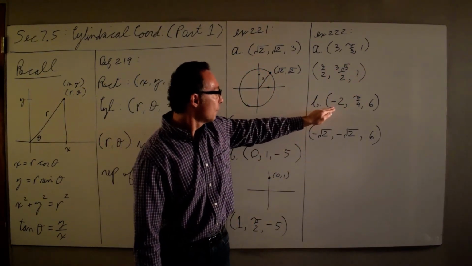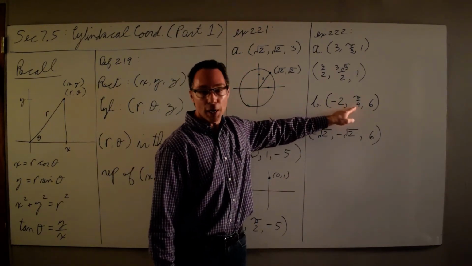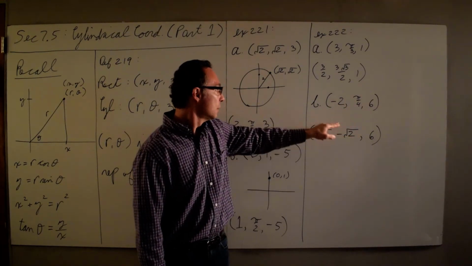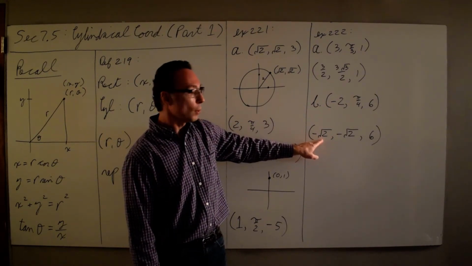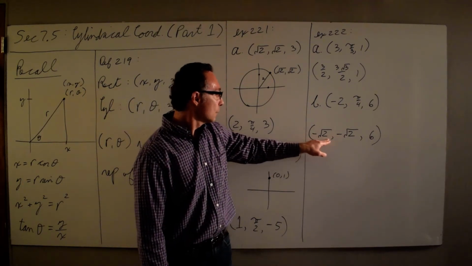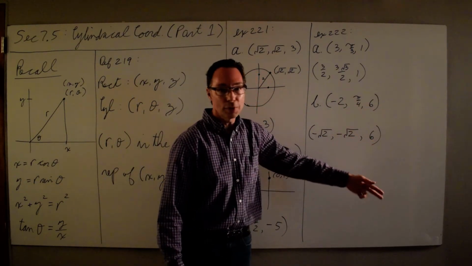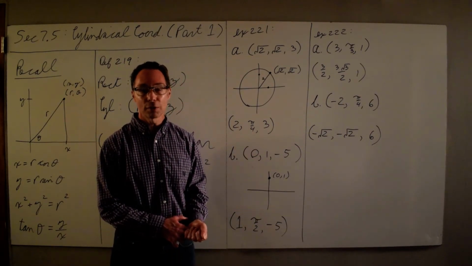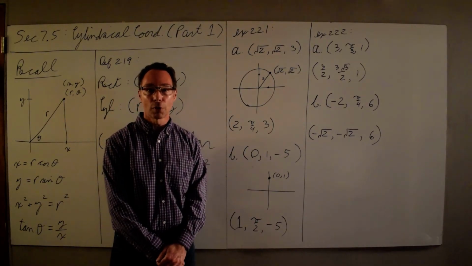For part b, we have (negative 2, pi over 4, 6). Cosine of pi over 4 and sine of pi over 4 are both square root of 2 over 2. So here we have negative 2 times square root of 2 over 2, which is negative square root of 2. The same thing for y. x and y are the same for this particular example. And z is equal to z. So again, converting between cylindrical and rectangular in R3 is essentially the same as converting between rectangular and polar in R2.